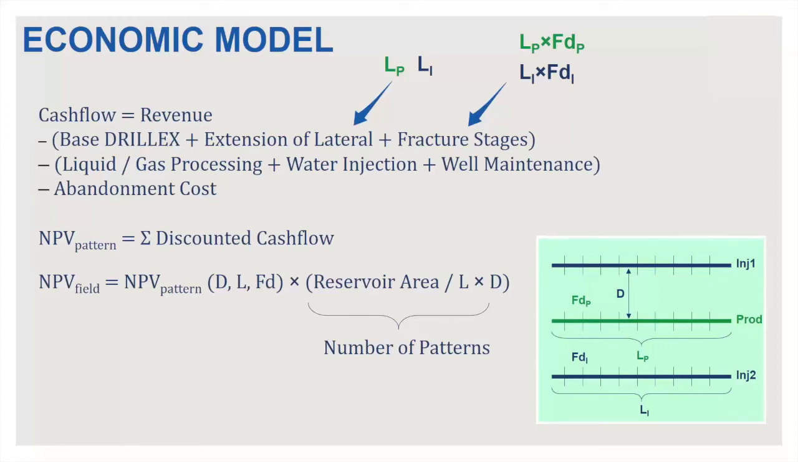But what about if you want to upscale what you observe at pattern level to a field level? So the field that we're considering here has hundreds of kilometers square, so it's quite wide. And you've got to multiply your NPV by the number of patterns. And the number of patterns is simply a function of the reservoir area, the length of your wells, and the distance between injector and producer. That's how the model was set up.